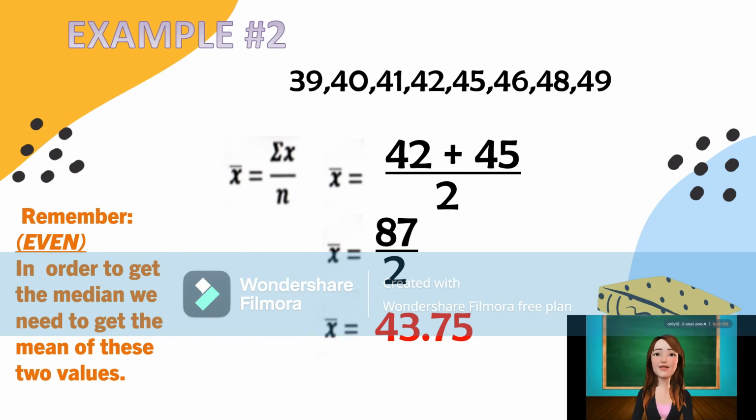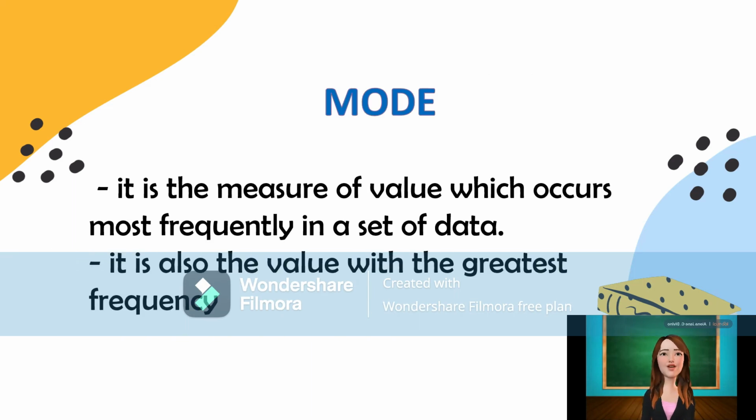So, the last measure of central tendency is mode. Okay, everyone, please read. Mode, it is the measure of value which occurs most frequently in a set of data. It is also the value with the greatest frequency.